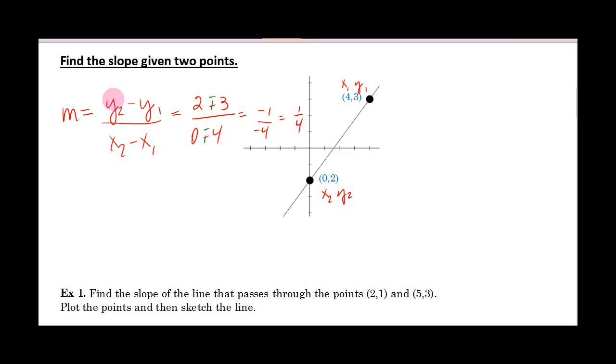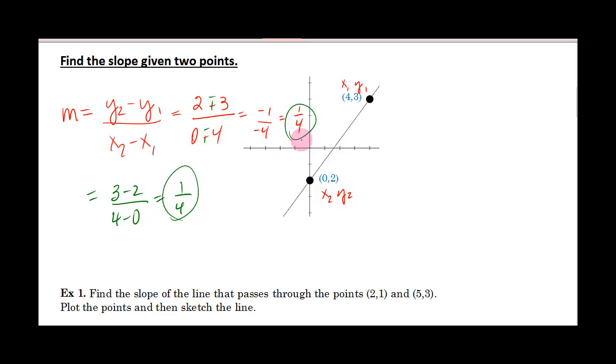Now I want to show you that although the formula is written as y2 minus y1 over x2 minus x1, it's really just the change in y's over the change in x's. So I could have written this as, let's start here with the y's, 3 minus 2 over 4 minus 0. Okay, 3 minus 2 is 1, 4 minus 0 is 4. Notice that I get the exact same answer.